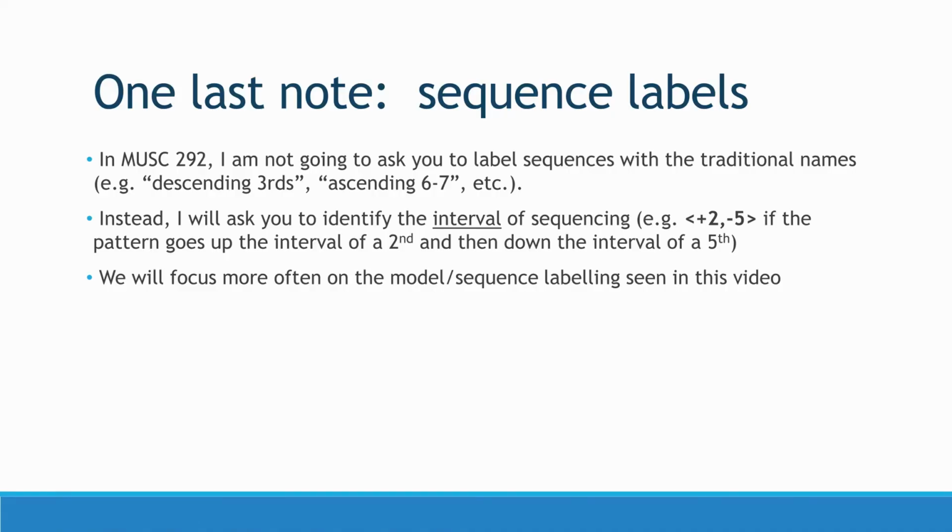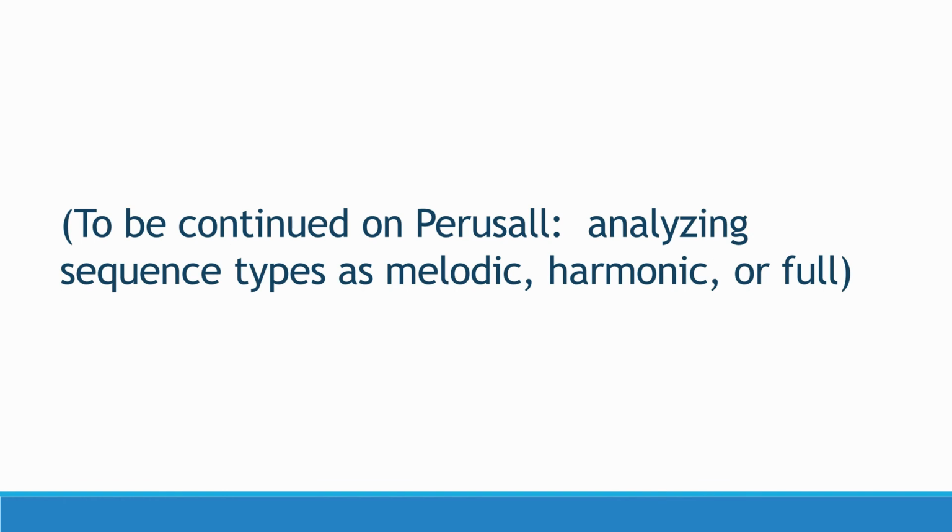And lastly, this year we're going to focus more often on the model sequence labeling that you saw earlier in this video. I care more about the fact that a pattern is established and that it gets sequenced than about the exact interval a lot of the time. I'm actually concerned in this class with the larger implications on how that affects harmonic function. So we're going to continue this discussion on perusal and in the live class. In particular, we're going to focus on analyzing sequence types and figuring out if they're melodic, harmonic, or full. I've got 2 examples that I'm going to present to you there.